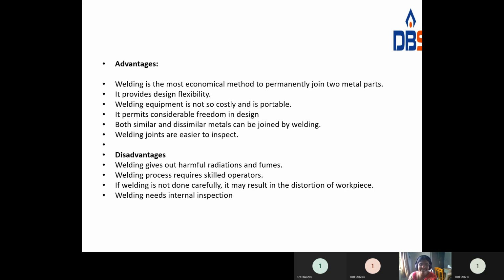If welding is not done carefully, it may result in distortion of the workpiece. If the two metals are not perfectly welded, it results in distortion in the workpiece. Welding needs internal inspection. Whenever you do the welding process, it also requires internal inspection. So these are the advantages and disadvantages of electric welding.